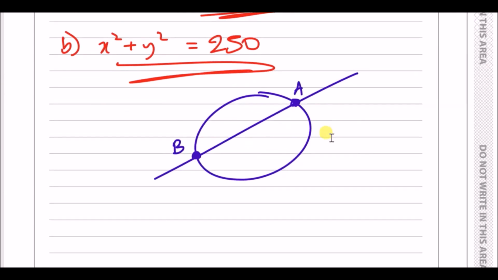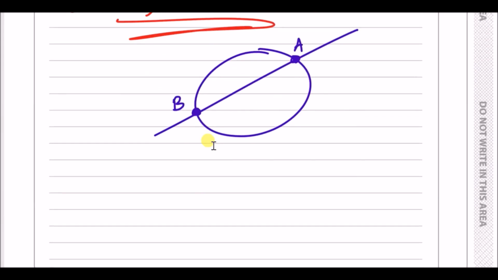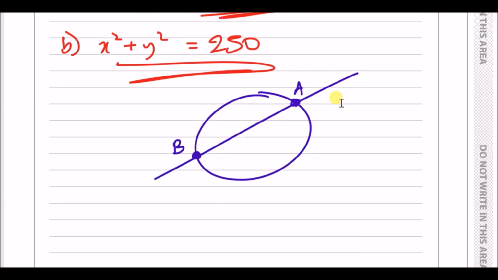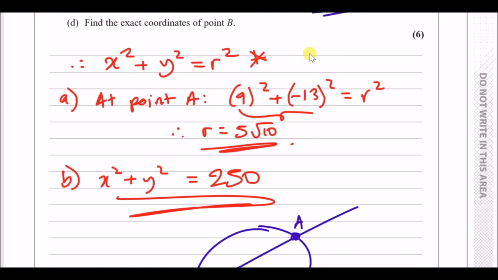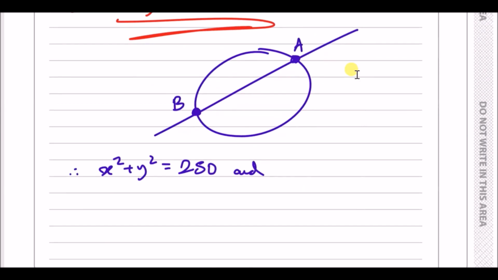So our question is now, how can we relate the line and the circle together? Well, when something passes through another equation, we use simultaneous equations. So we're going to match them together. Let's rewrite the equation of the circle here. It was x squared plus y squared equals 250. And the equation of the line, which we just obtained, was 2y plus 3x equals 1.